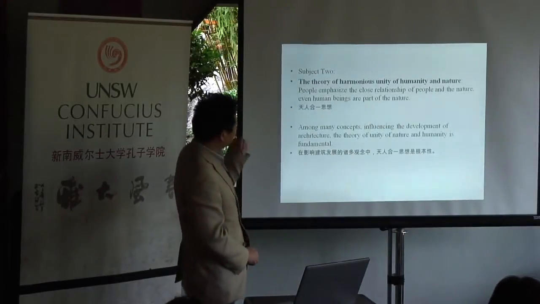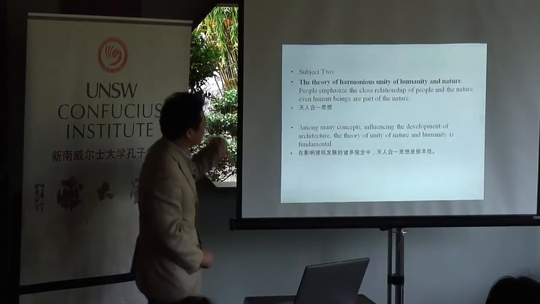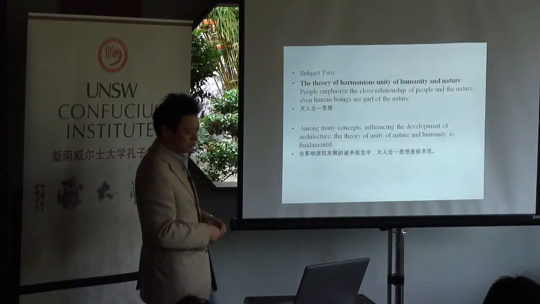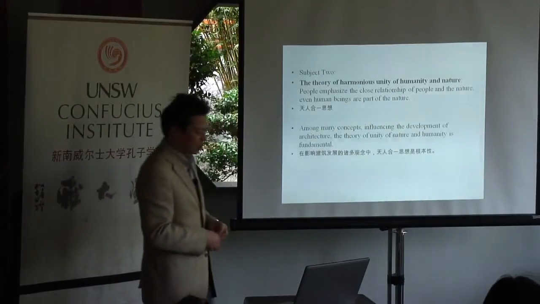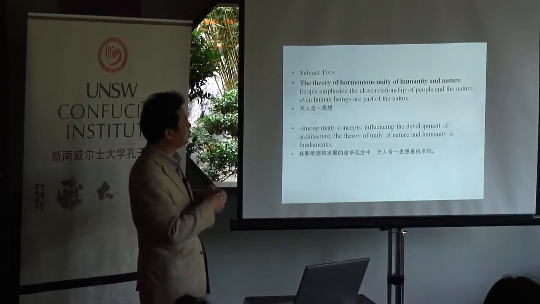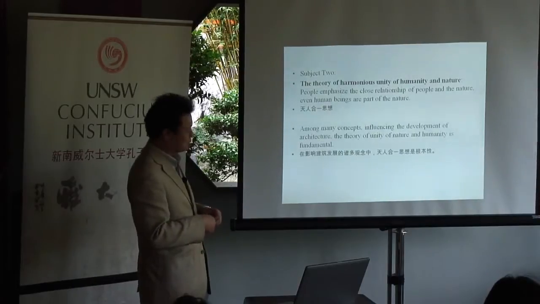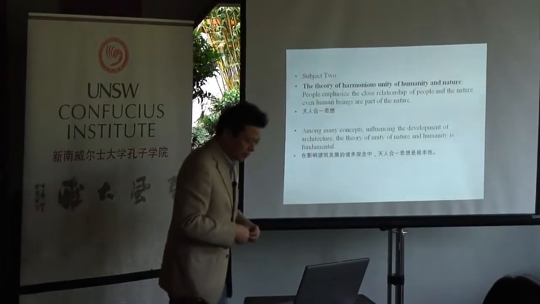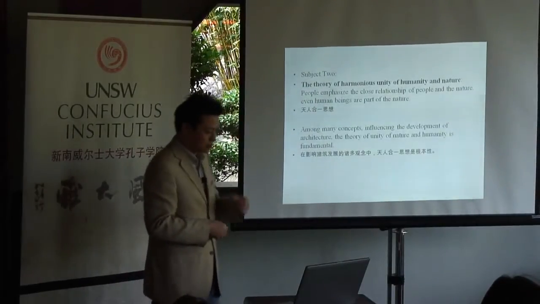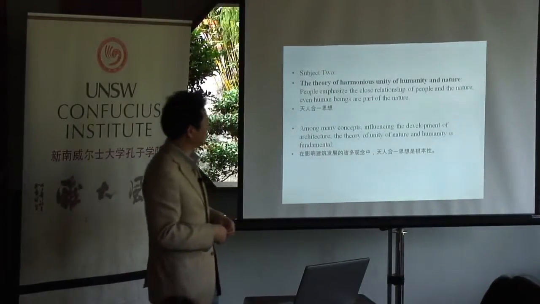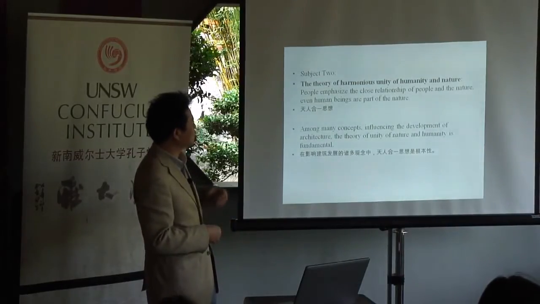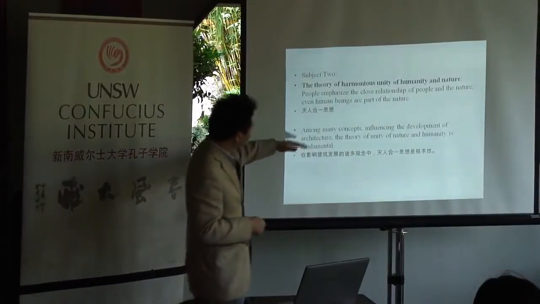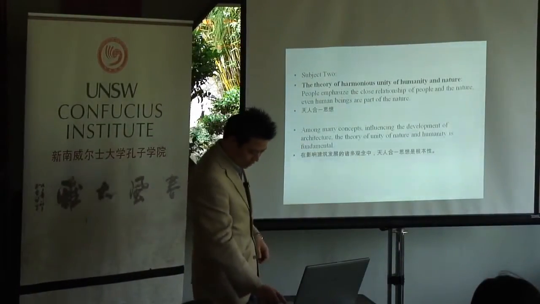Subject 2, the theory of harmonious unity of humanity and nature. People emphasize the close relationship of people and nature. Even human beings are part of nature. Among many concepts that influence the development of architecture, the theory of unity of nature and humanity is fundamental. This is very, very important thinking.